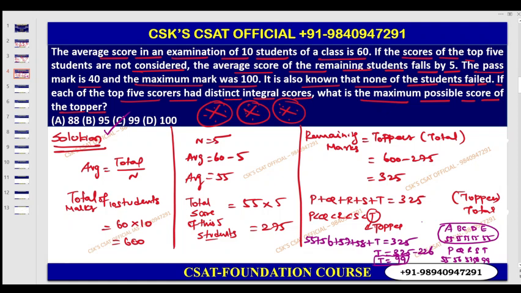Please understand the concept: in order to put the maximum possible score for the topper, you have to start with the minimum marks for the rest of the people. Among the 5 toppers, you need to place the minimum marks for the 4 students. Then only you will be getting one topper among those 5 toppers. So this is a concept. This is a very important model. You must go through it and you must solve it. Very important one. I hope you guys are understanding this.